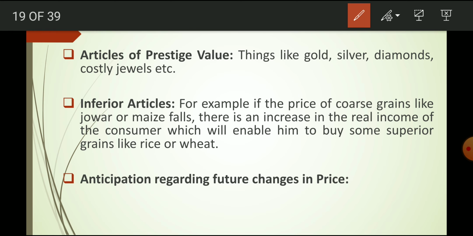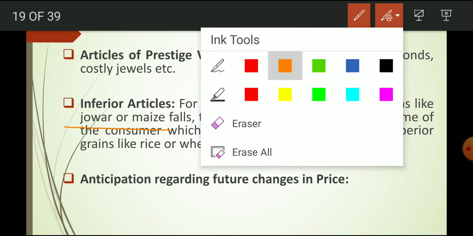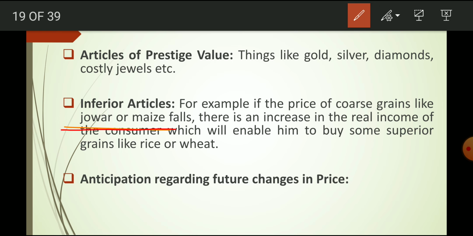So generally, jowar and maize will be considered as a poor quality product, and rice and wheat will be considered as a superior quality product. So for example, when the price of a poor quality product, meaning bad quality product, is reduced, then it means your real income, your purchasing capacity, will be increased. And whenever your purchasing power increases, at that time you will prefer to purchase more superior goods, that is rice and wheat.